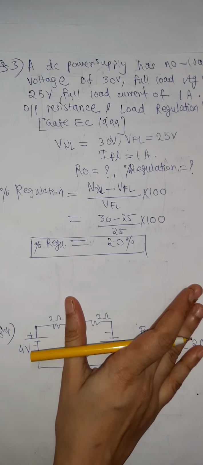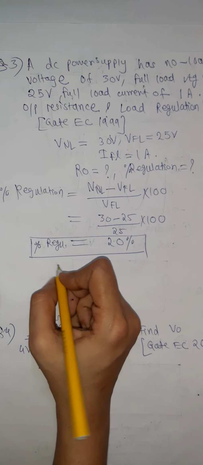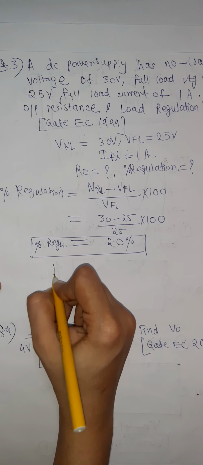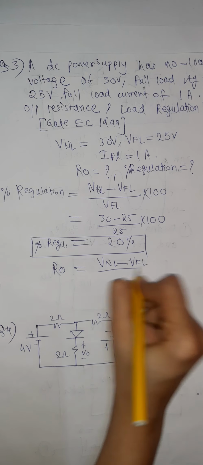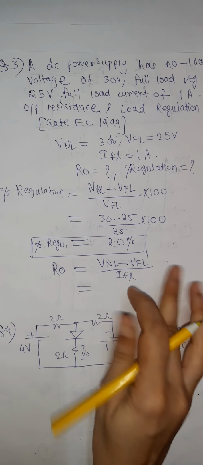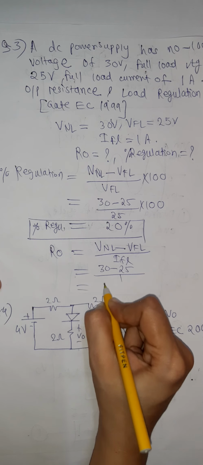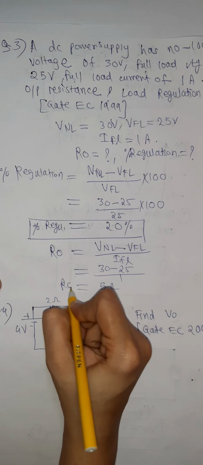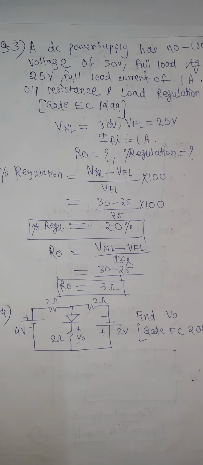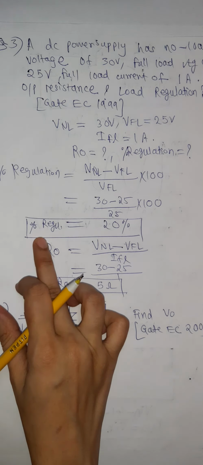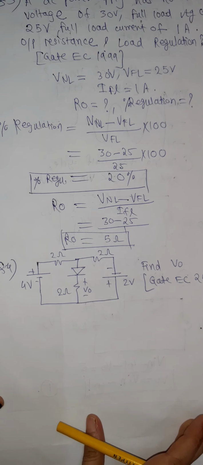And to find output resistance, V is equal to IR, Ohm's law. So here output resistance R naught will be V no load minus V full load divided by IFL. So it will be 30 minus 25 divided by 1, that is 5 ohms. So the value of output resistance is 5 ohms, and percentage regulation is 20%. Now let's approach the next question.